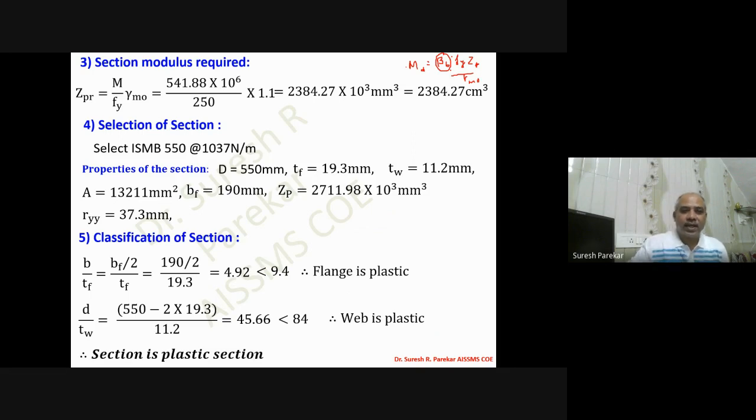So after selection of the section, we have selected this section for Zp required 2384.27, and now we are going to check it. This is for bending moment 541.88 kilonewton meter, and now we are going to check the capacity of this section, which should be greater than this. Then whatever section we have provided is satisfactory. So the analysis starts from this point, and then we have beta b equal to 1.